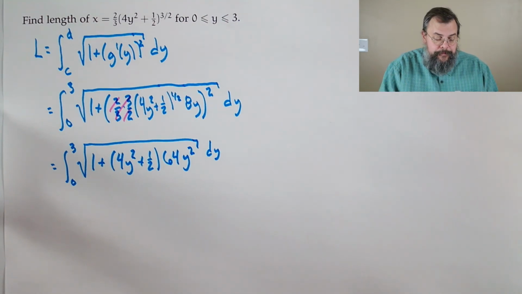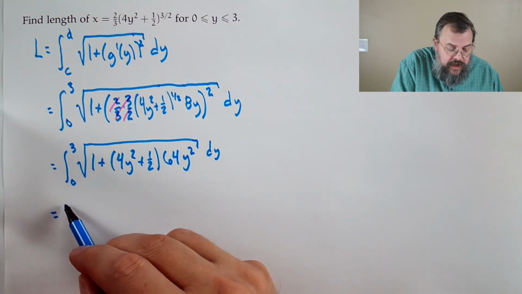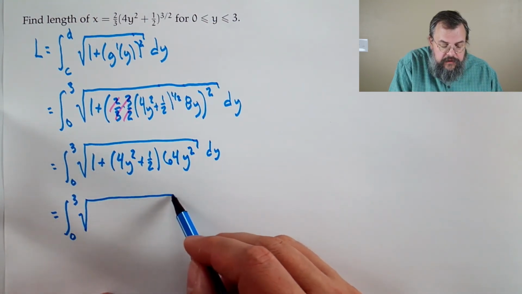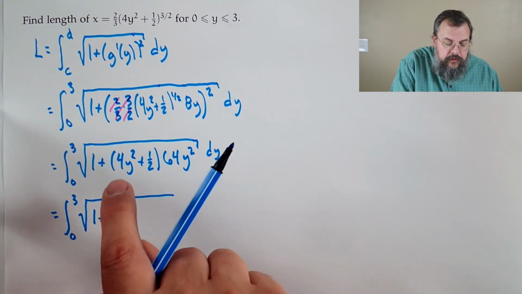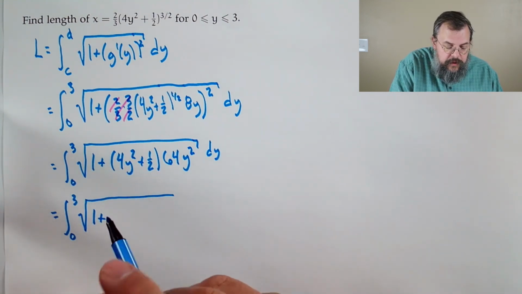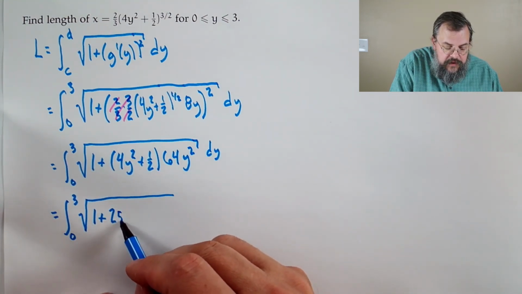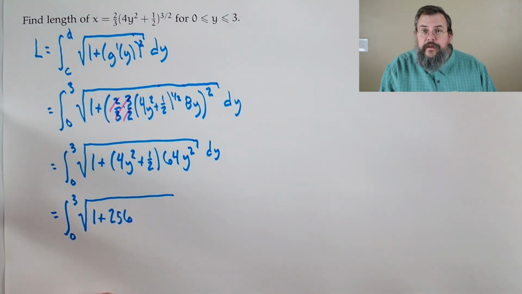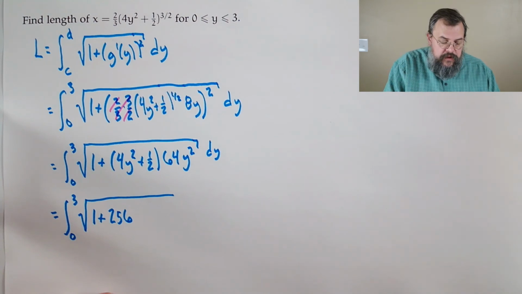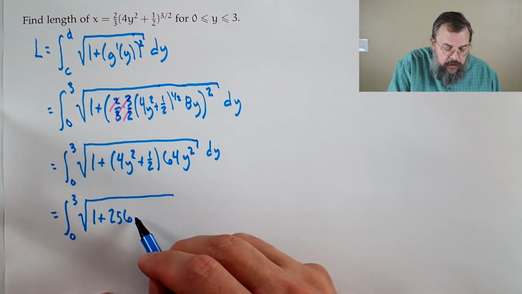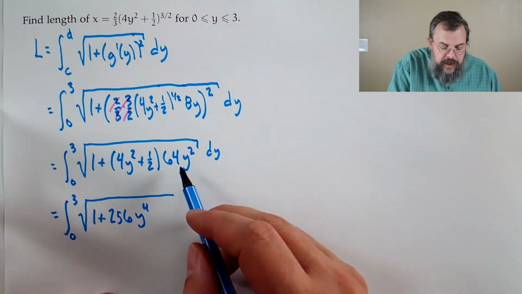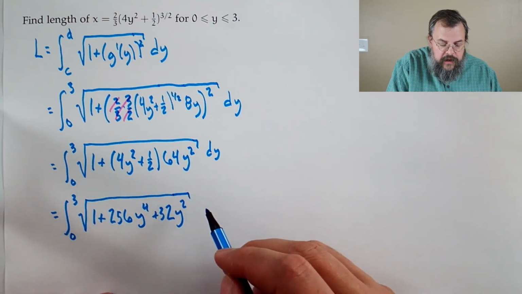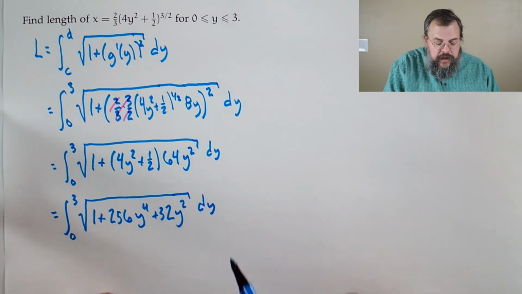Now we expand. So this would be the integral 0 up to 3, square root of 1 plus 4y squared times 64y squared is 256, because 4 times 60 is 240, 4 times 4 is 16. Put them together, 256 y to the 4th. 1/2 times 64, 32 y squared. Okay. And there we go.